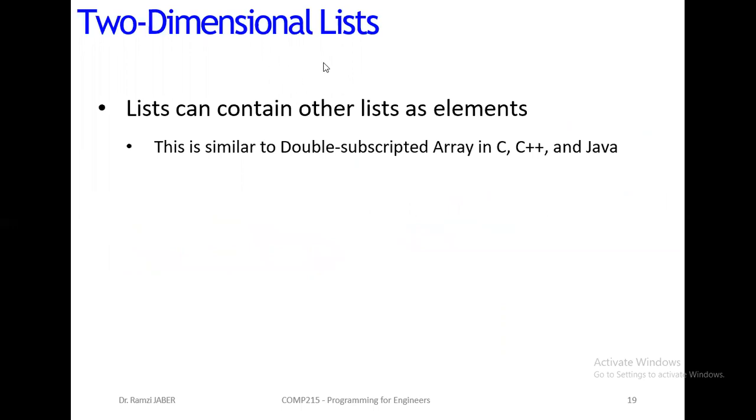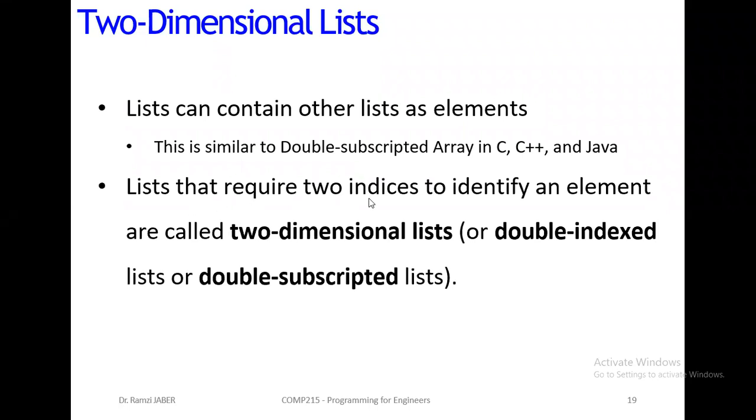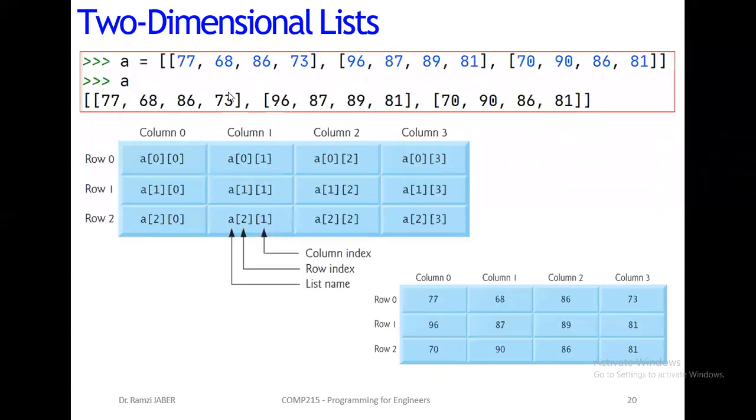Two-dimensional list. A list can contain other lists as elements. This is similar to a double subscripted array in C, C++, or Java. A list that requires 2 indices to define an element is called a two-dimensional list, or double subscripted list. We can define inside list3 another list similar to this. A list inside the list, so it will be a two-dimensional array.